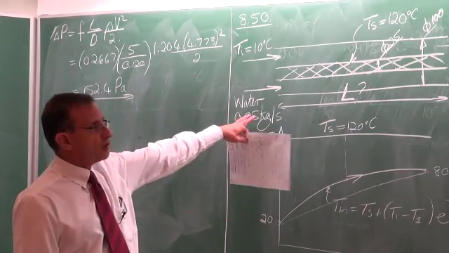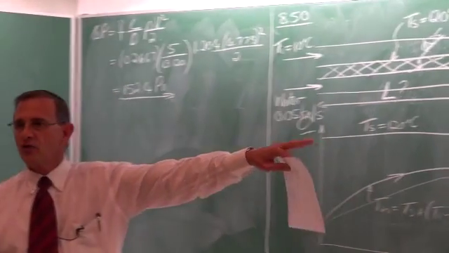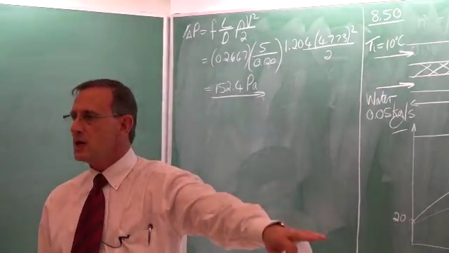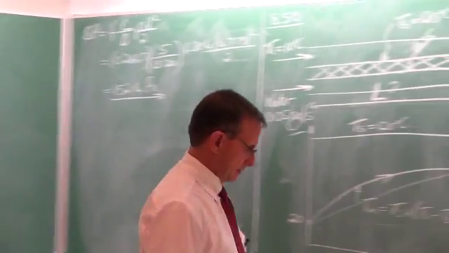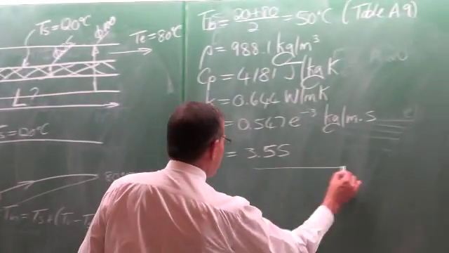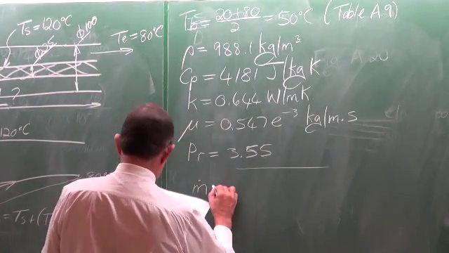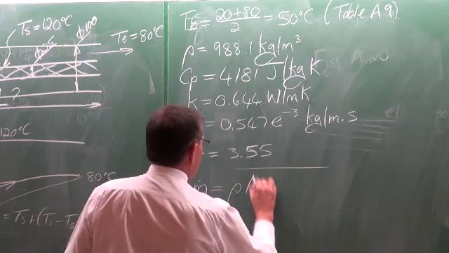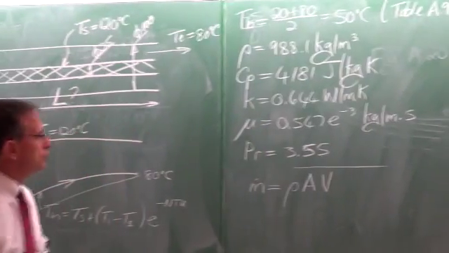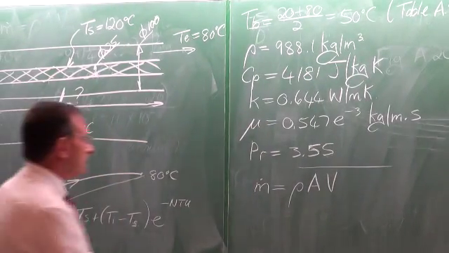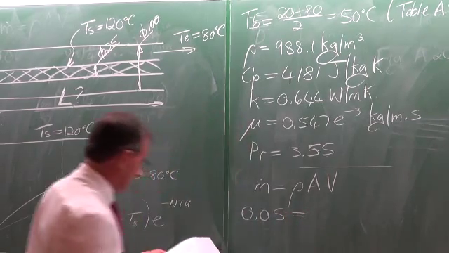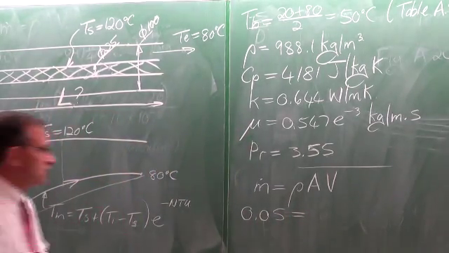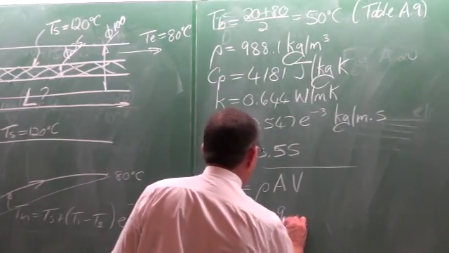We've got the mass flow rate, so from the mass flow rate, we can get the velocity and then the Reynolds number, or from the mass flow rate, you can directly calculate the Reynolds number. Today, I've chosen to first calculate the velocity. The mass flow rate is equal to rho A V. The mass flow rate is equal to 0.05. It's equal to the density, which is 988.1.